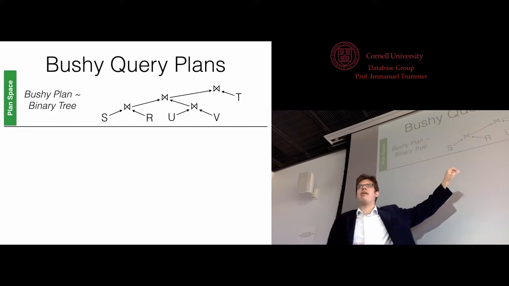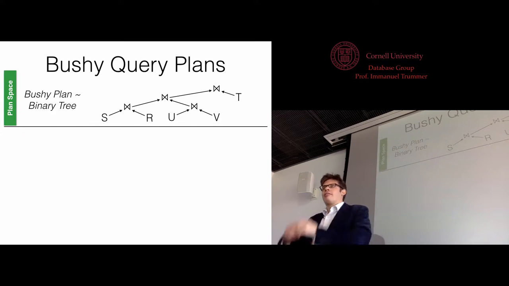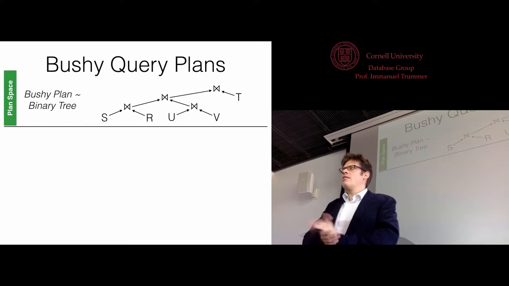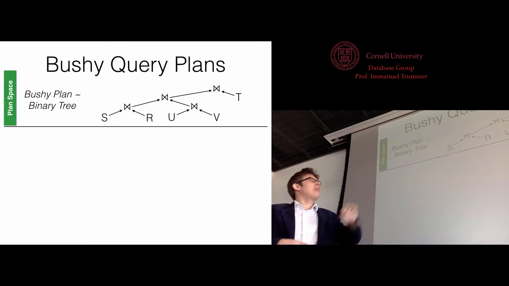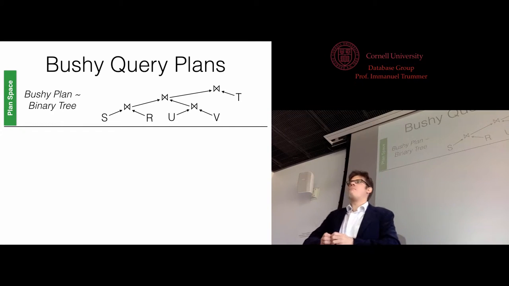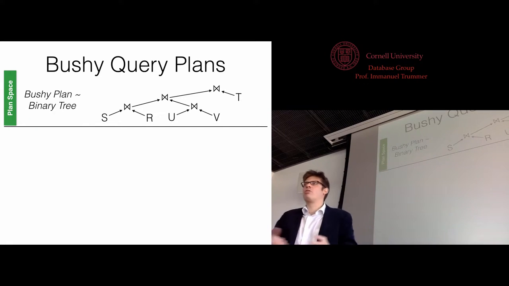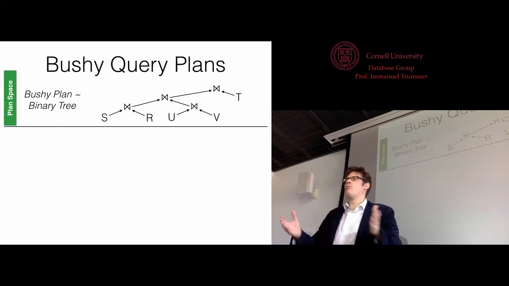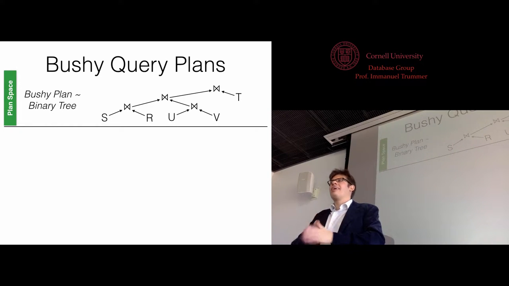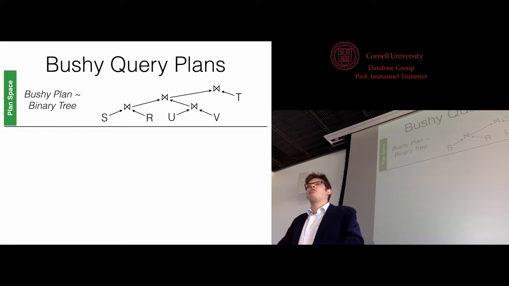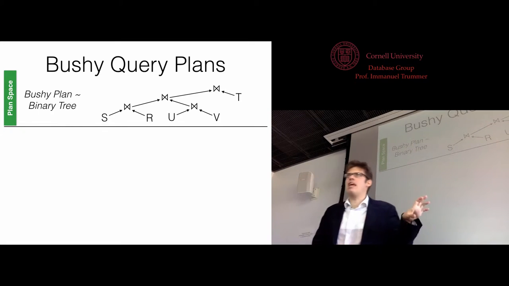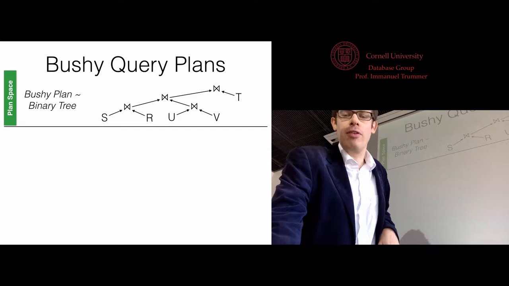A bushy query plan in this simple model is simply a binary tree, and that means in particular that we cannot characterize a plan anymore based on an order between tables, because here we don't have an order between tables anymore. So the question is, can we use a trick in order to get back to an ordering between tables? And we can do that as follows.